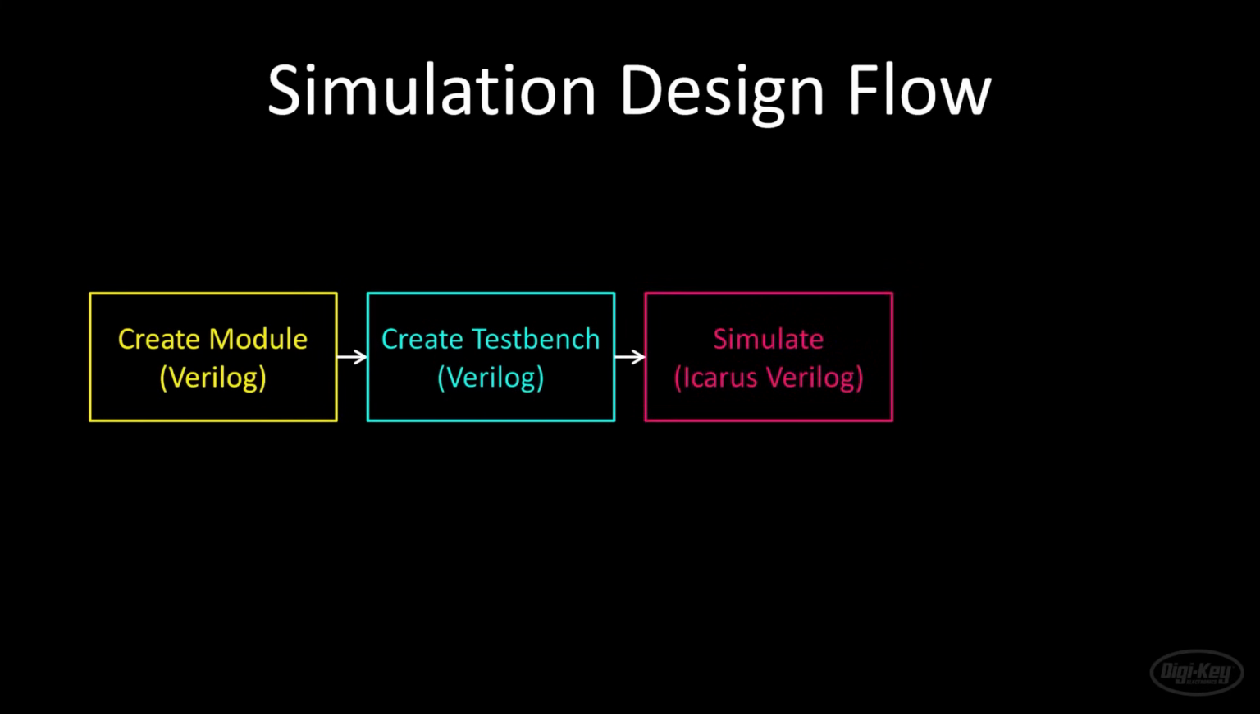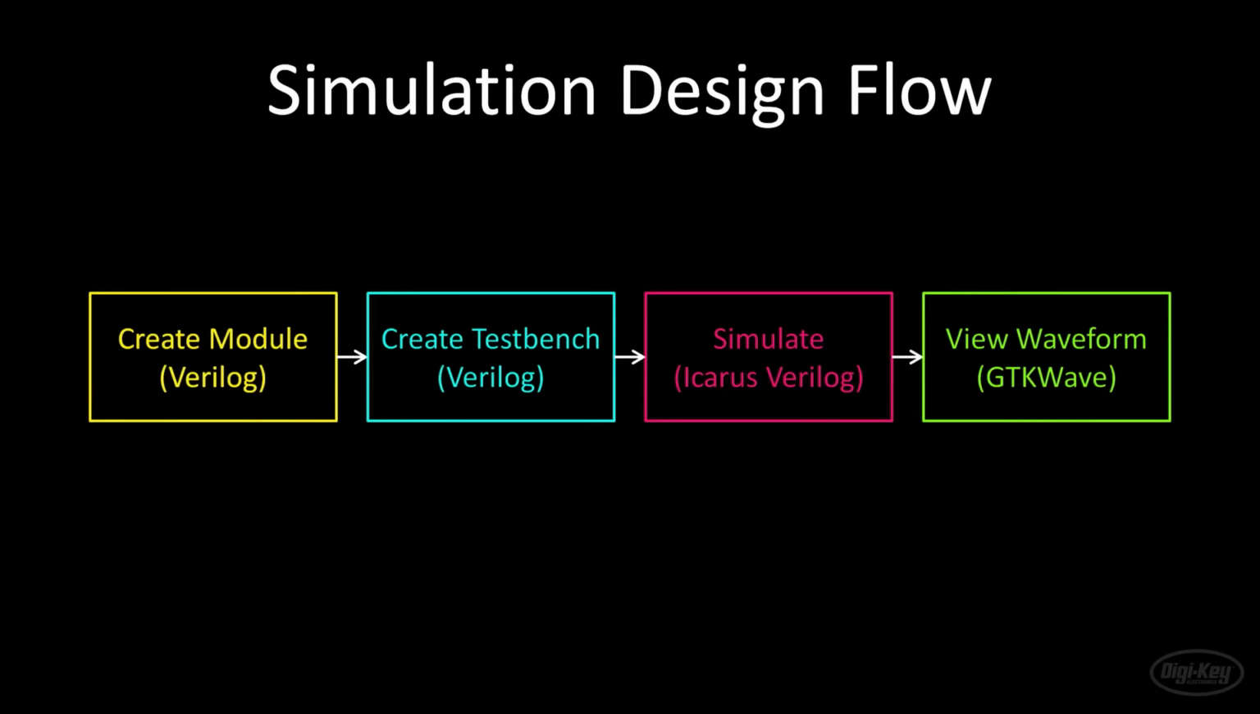The simulator will output a value change dump file that logs all of the signal changes in our test. Note that you often need to know which simulator you are using, as that can affect some of the functions and keywords you use in your test bench Verilog. Finally, we view those signal changes by loading the dump file in a waveform viewer, such as GTK Wave. Let's see this in action.